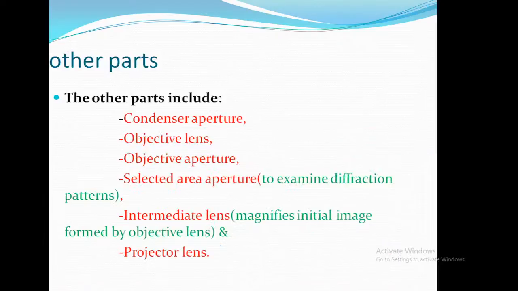Other parts of the electron microscope are condenser apertures, objective lenses, objective apertures, and selected area apertures, which are used for examining diffraction patterns. Intermediate lenses magnify the initial image formed by the objective lens, along with the projector lens.